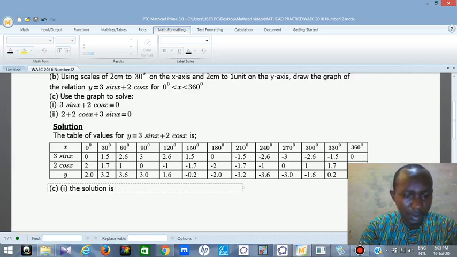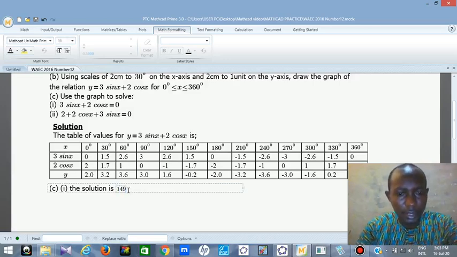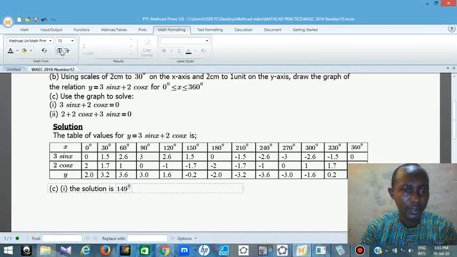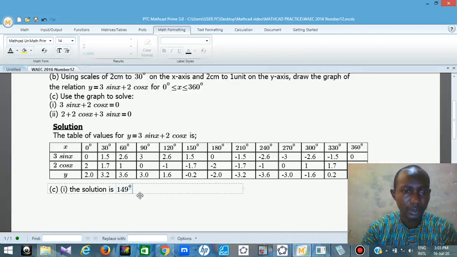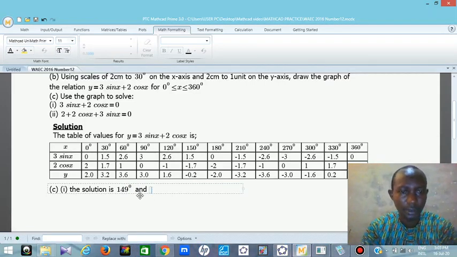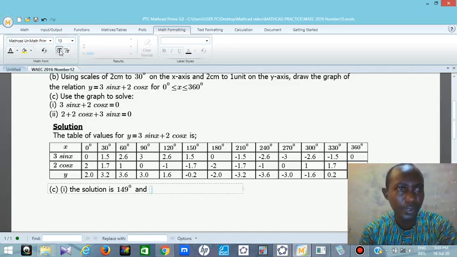Let me use math mode. 149 degrees. Let me increase the font. Okay, so 149 degrees. And no, there are two answers. So let's read the second one so that we can move on.